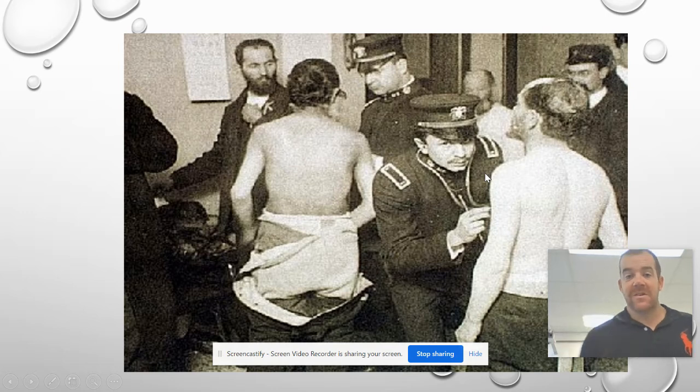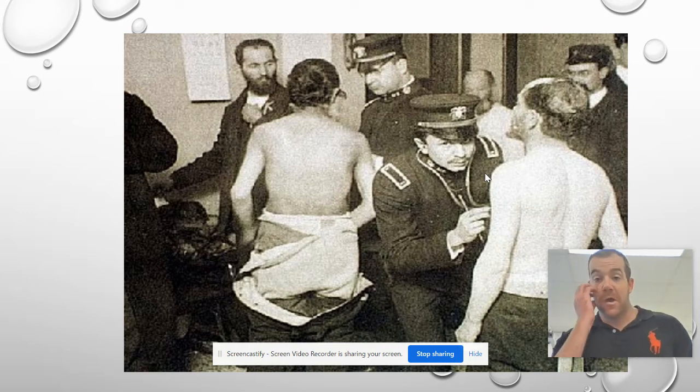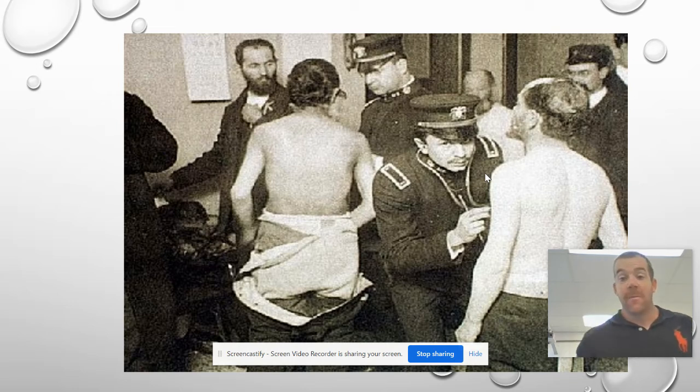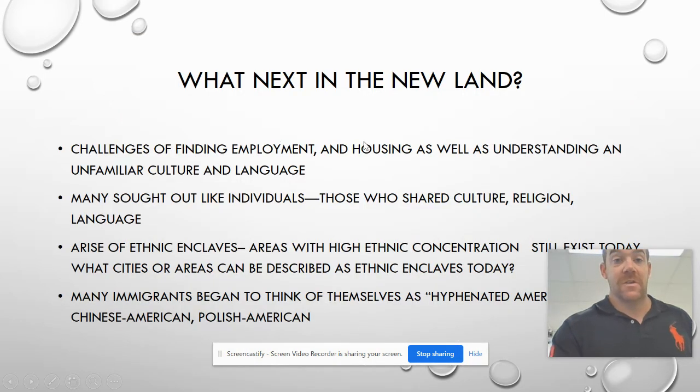So here's an example, just a picture of some of the medical examination that was going on. Now, was it really that thorough? It doesn't look super thorough, but again, there was some medical examination or vetting system that went along with the immigration during the time.